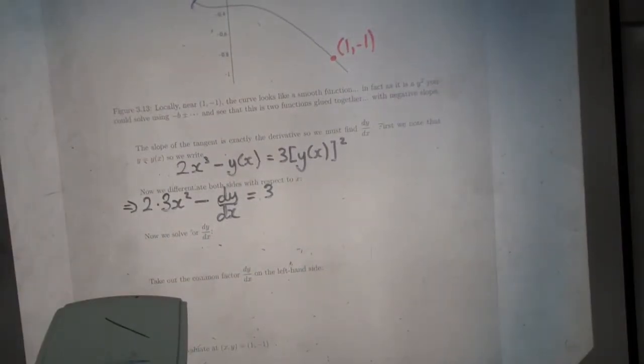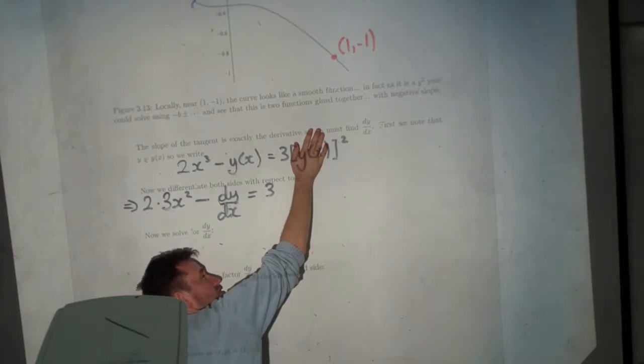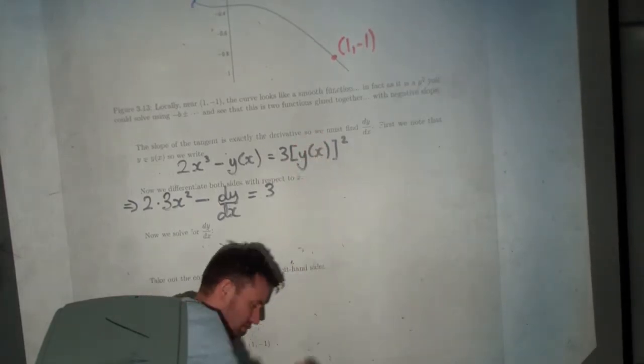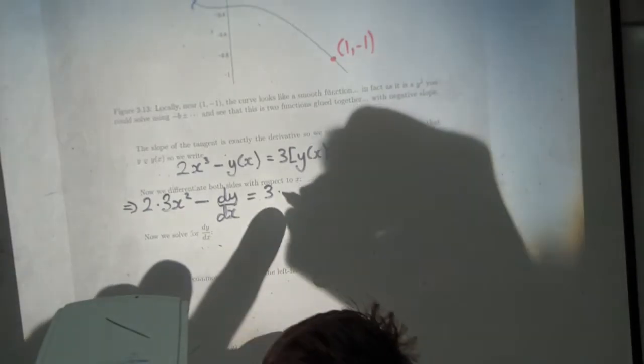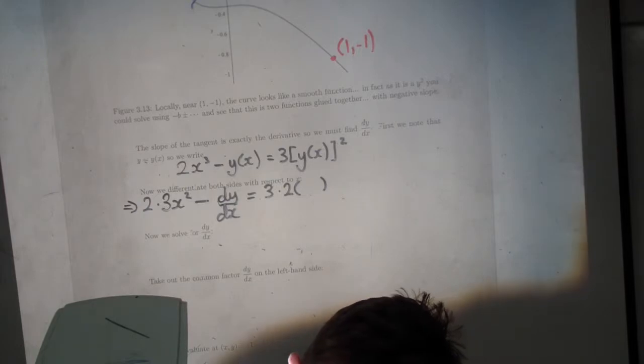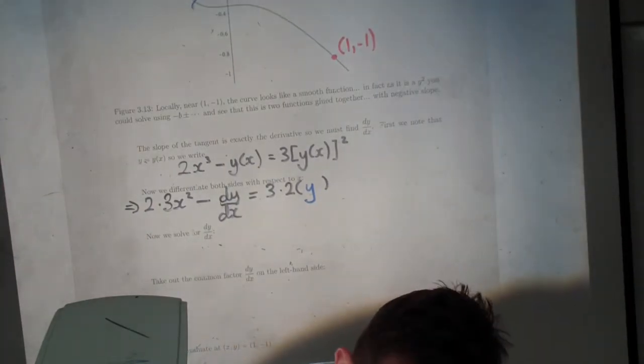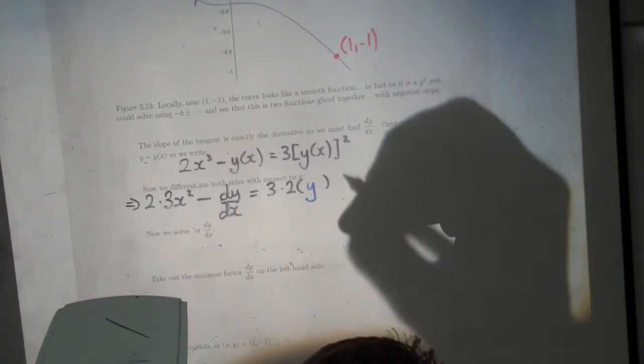Once again, I'm going to fix the 3. What rule am I going to need to differentiate y of x all squared? Chain. Yeah. So what's the outside function? Square, x squared. What's the derivative of x squared? 2x. So 2x evaluated at the inside. What is the inside? y. Times the derivative. What's inside? Derivative of y of x?